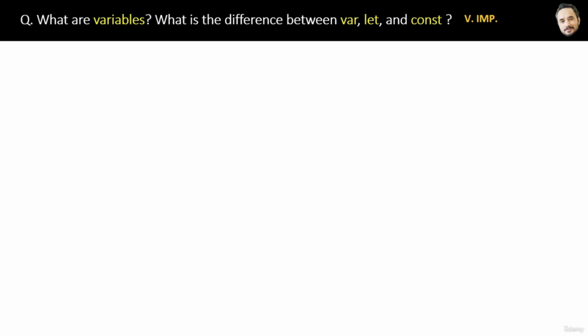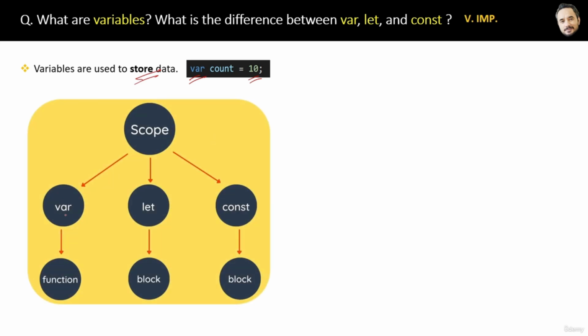What are variables? What is the difference between var, let and const keywords? Very important question. The simplest definition of a variable is variables are used to store or hold data. For example, here 10 is the data or value and we used the var keyword to store it. Similarly, other than var, we can also use the let and const keyword to store the data.